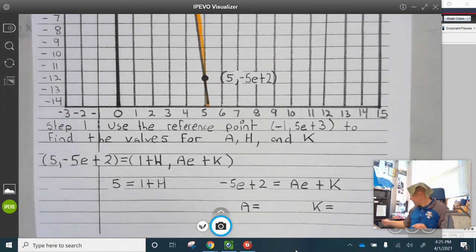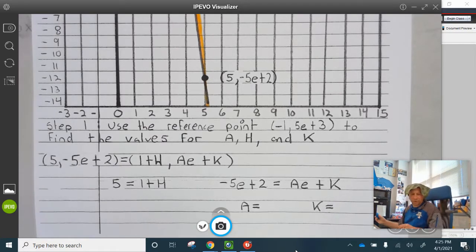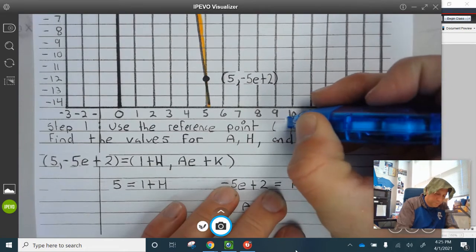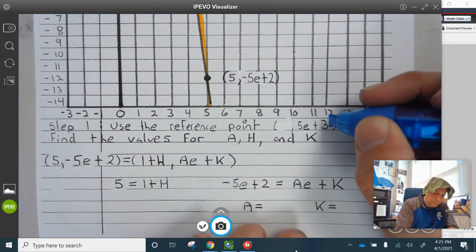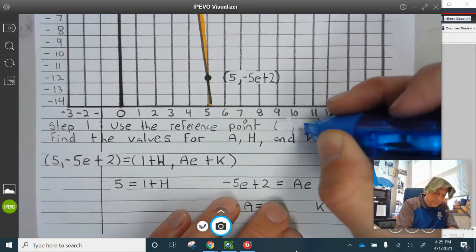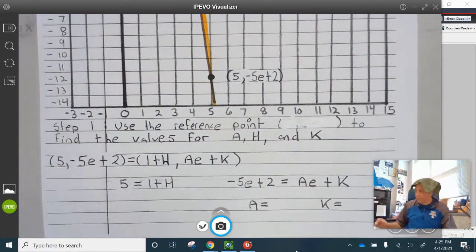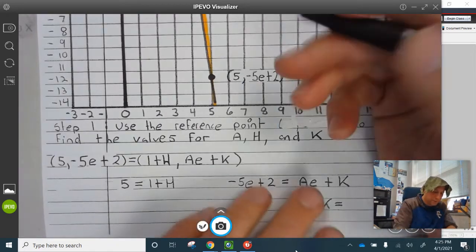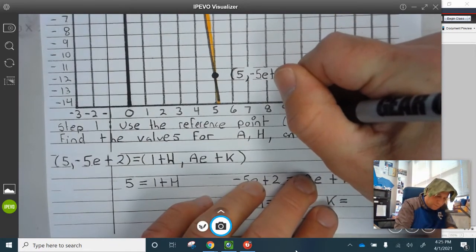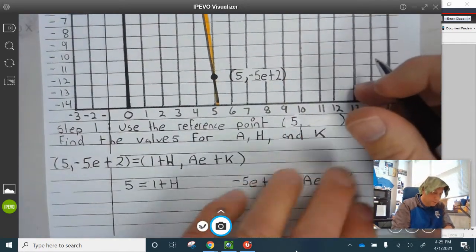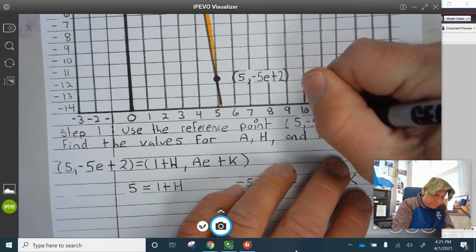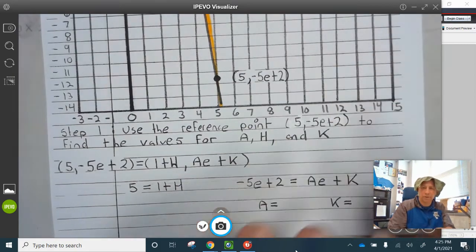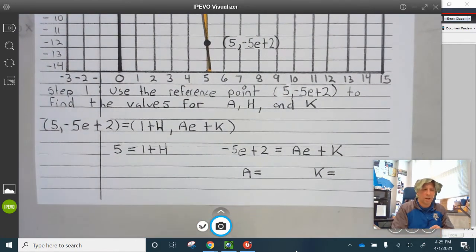And that's actually a slight mistake. Let me correct it. This point is incorrect. Somehow there's a little typo there, but we can correct it very quickly. The point is 5, comma, -5e plus 2. I apologize for that mistake, but it's corrected, and we can move on.